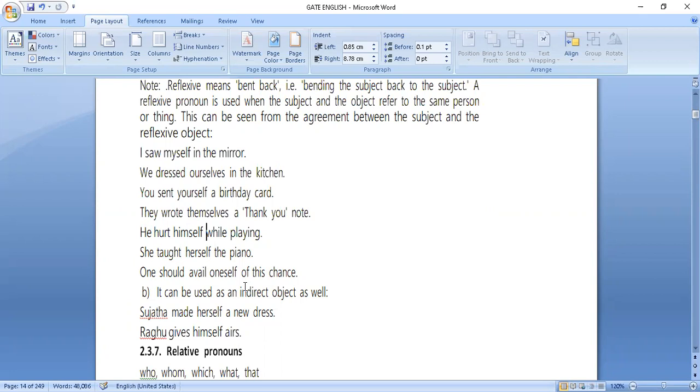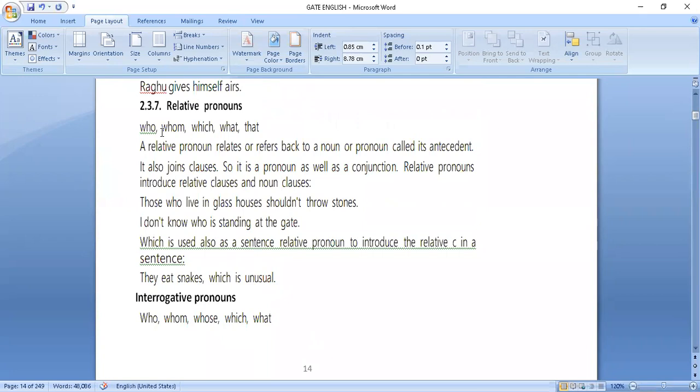Now, next. It can be used as an indirect object as well. Sujata made herself a new dress. Raghu gives himself ears. Now, relative pronouns. What are the words that are relative pronouns? Who, whom, which, what, that.